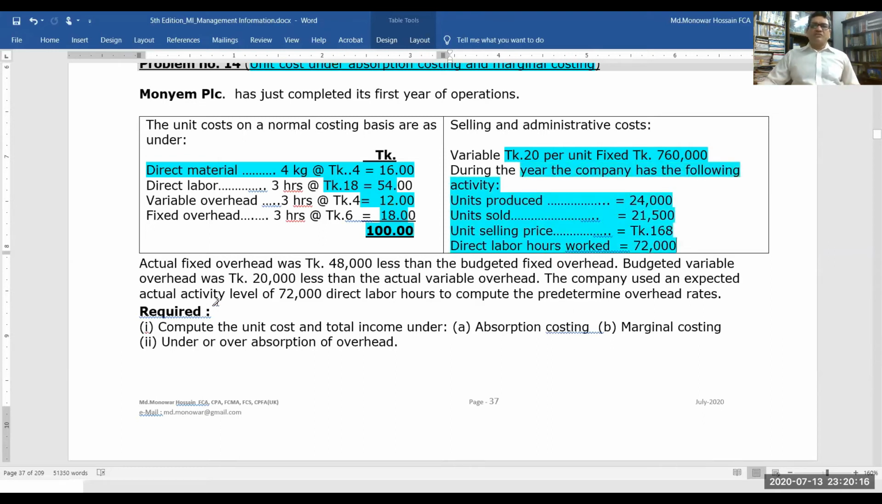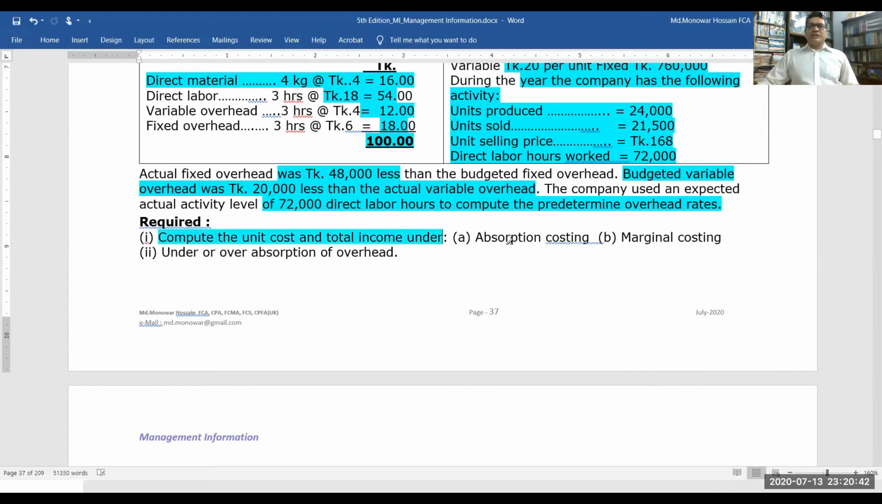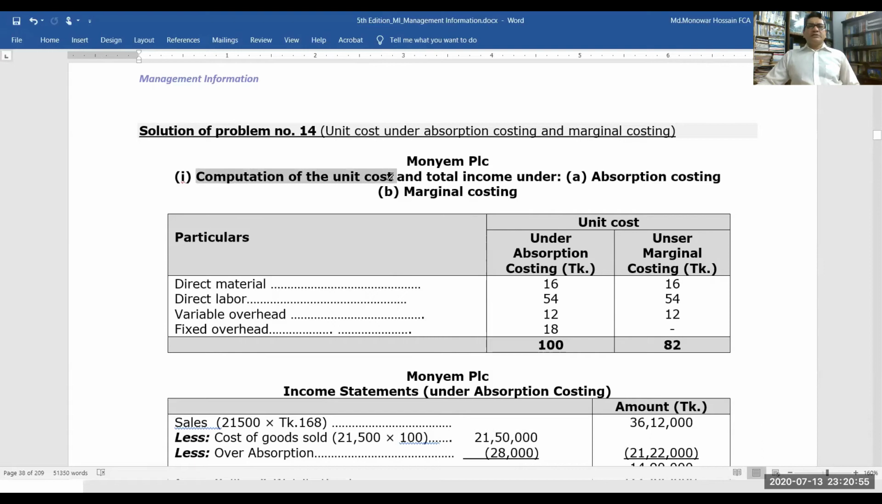So actual fixed overhead was 48,000 less than the budgeted fixed overhead. Budgeted variable overhead is 20,000 less than that actual variable overhead. The company used an expected actual activity level 72,000 direct labor hours to compute the predetermined overhead. To compute the unit cost for total under absorption and marginal costing and under and over absorbed overhead. It is the computation of unit cost and total income under absorption and marginal cost.